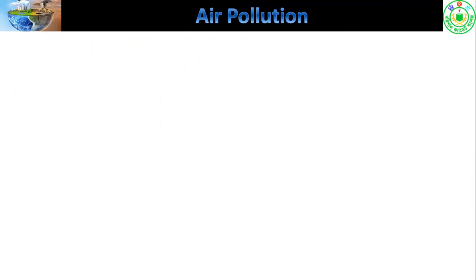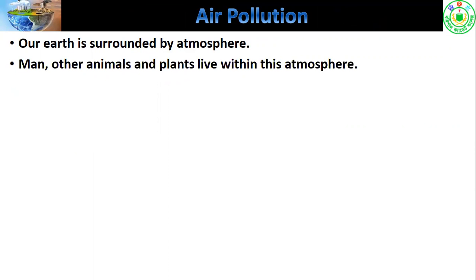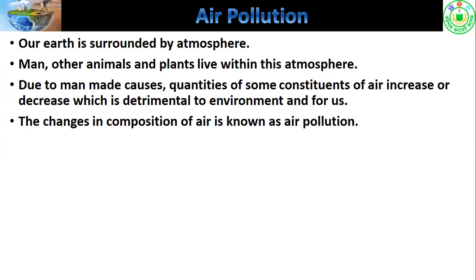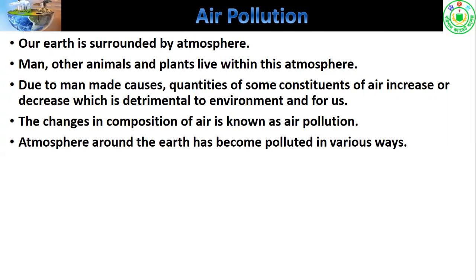Then we will discuss air pollution. Our earth is surrounded by atmosphere. Man, other animals and plants live within this atmosphere. Due to man-made causes, quantities of some constituents of air increase or decrease, which is detrimental to the environment and for us. The change in composition of air is known as air pollution. So if the definition of air pollution comes, you have to write from the beginning of this up to this. Atmosphere around the earth has become polluted in various ways.